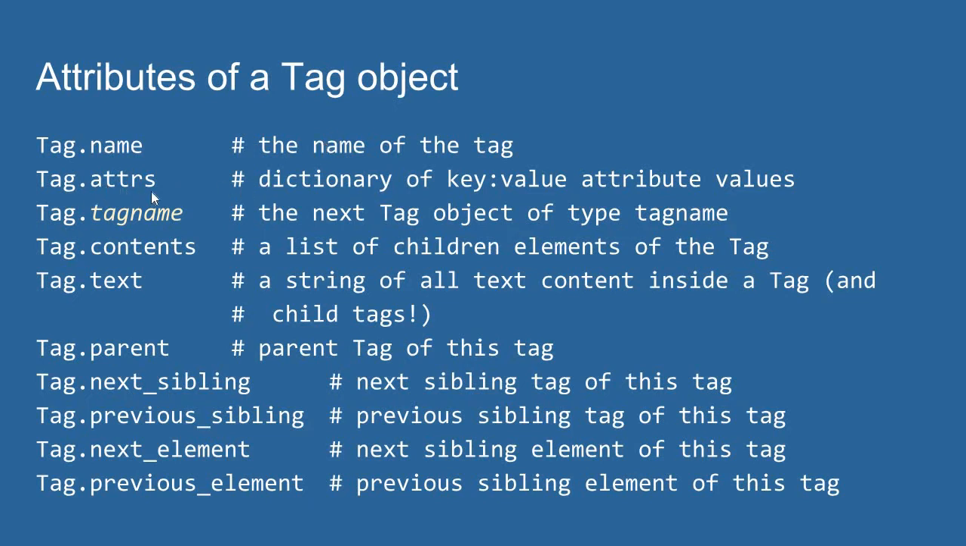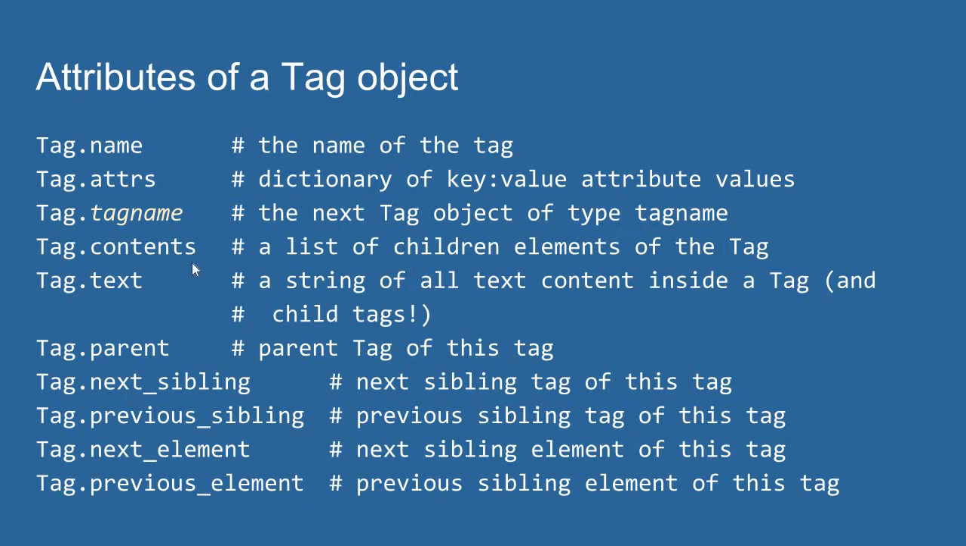The .attrs returns a dictionary of the key value attributes of a tag. If I say tag dot and then have another tag name, what that does is that goes and retrieves the next tag inside the previous tag. So we can travel down into the HTML tree by typing a series of tag names.